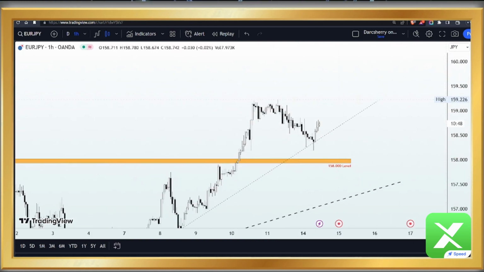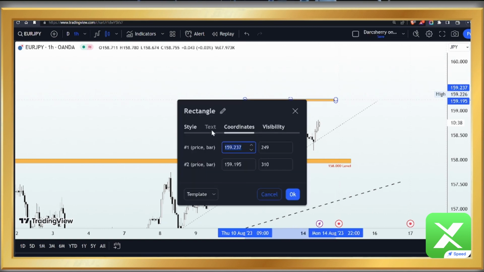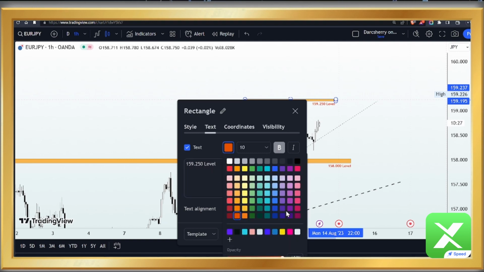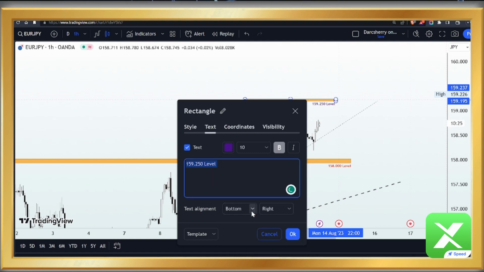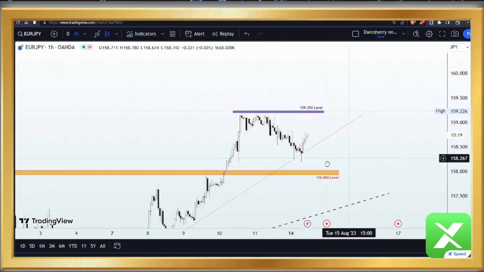Looking at the 4 hours time frame, we have the highest point for price situated at the 159.250 level. So I will be giving this a different color. So we have the 159.250 level. Let me put that one right there. Ensure that you are marking out these levels on your chart. I'll give it a purple color instead to differentiate it from the previous levels.